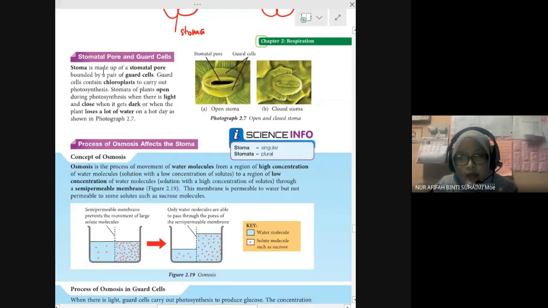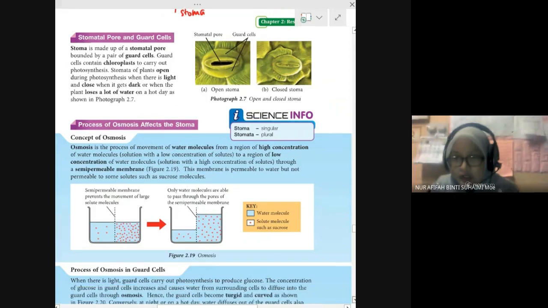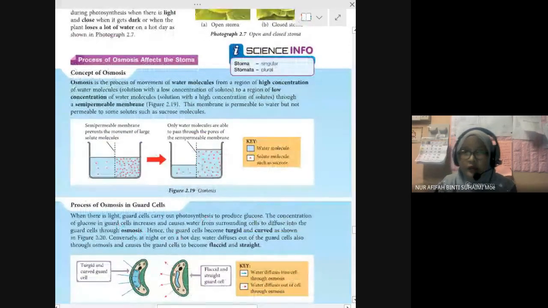The stoma is made up of guard cells, which contain chloroplasts. Inside the chloroplast there is chlorophyll. That chlorophyll traps the sunlight to carry out photosynthesis. Stomata of plants open during photosynthesis when there is light and close when it gets dark. This is during photosynthesis, but respiration occurs 24 hours. So don't be confused: in plants there is photosynthesis and also respiration, respiration of the plant cell.